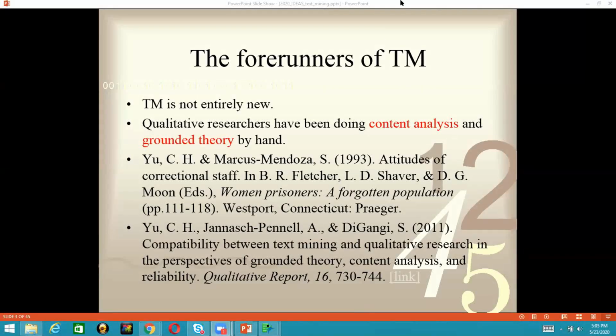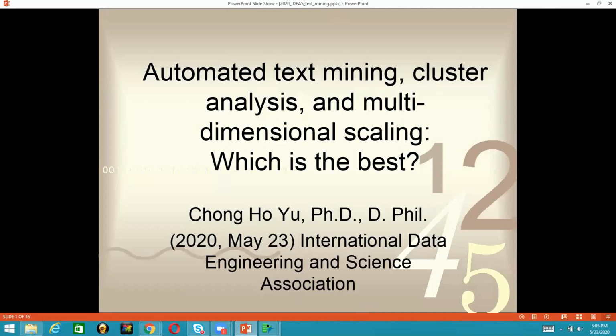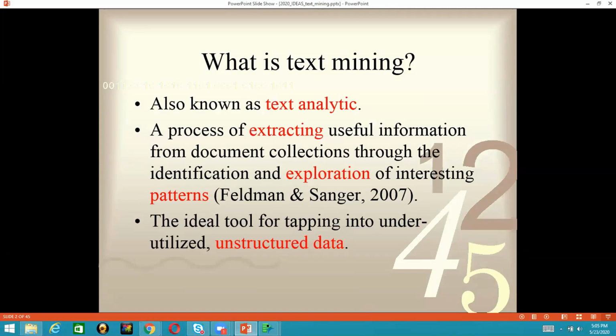Okay, so let me go back all the way to the beginning. You can see that I changed the title slightly. At first, I mentioned LCD. Actually, LCD is a special case of the umbrella term, the global term, cluster analysis. Okay, so the topic is about text mining. What is text mining?